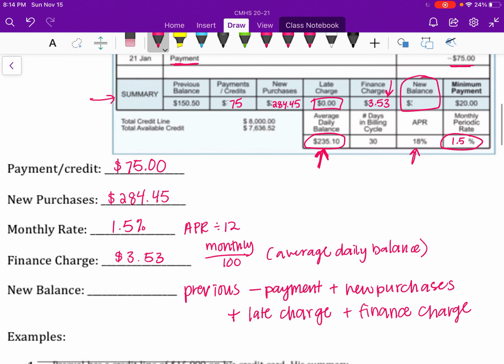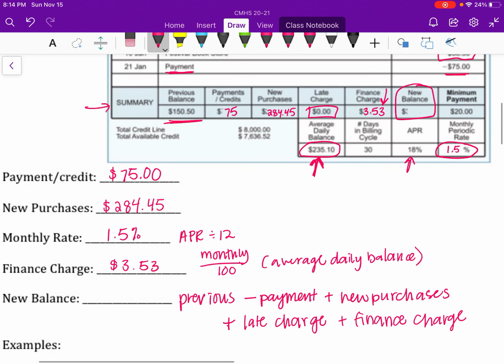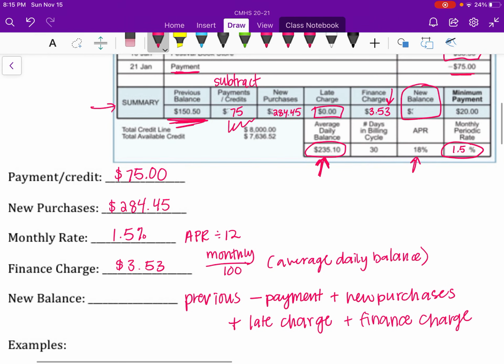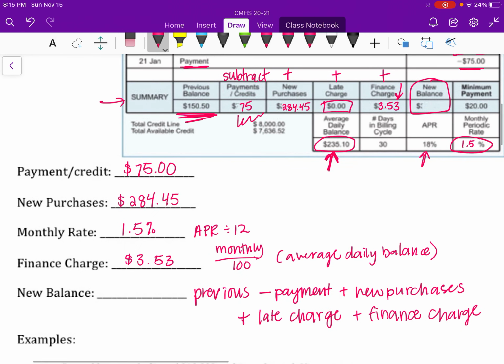So if we do that, here is the previous balance, 150.50. We subtract this payment, add the new purchase, add the late charge, add the finance charge. And you can double check me in your calculator, but I believe it is $368.48.